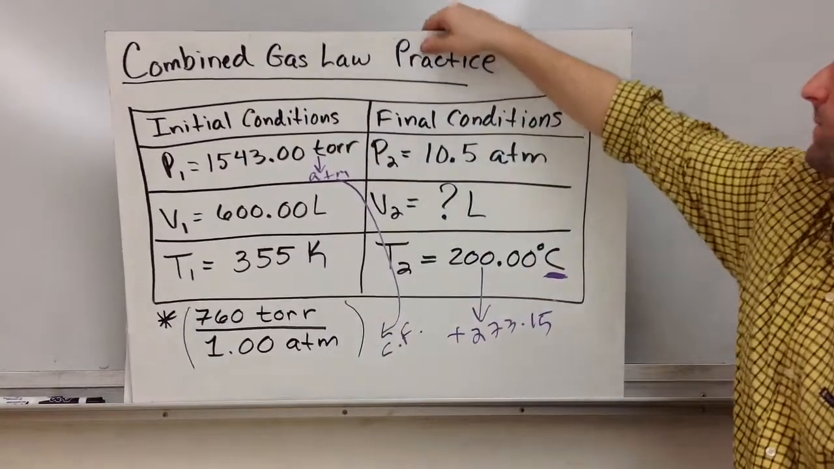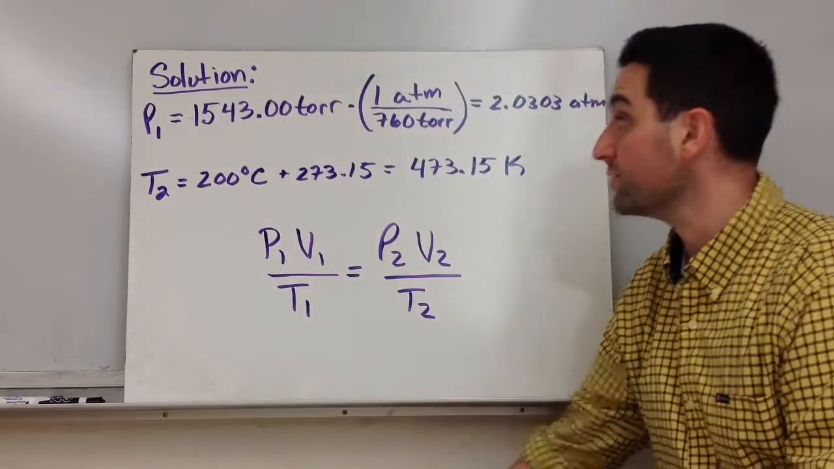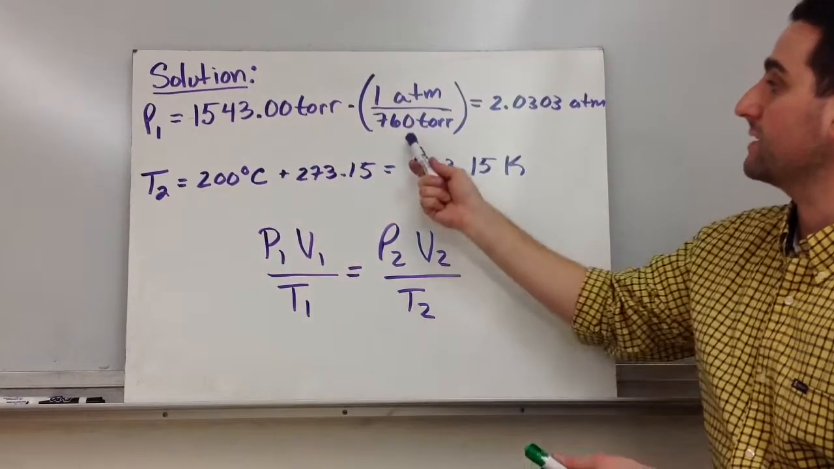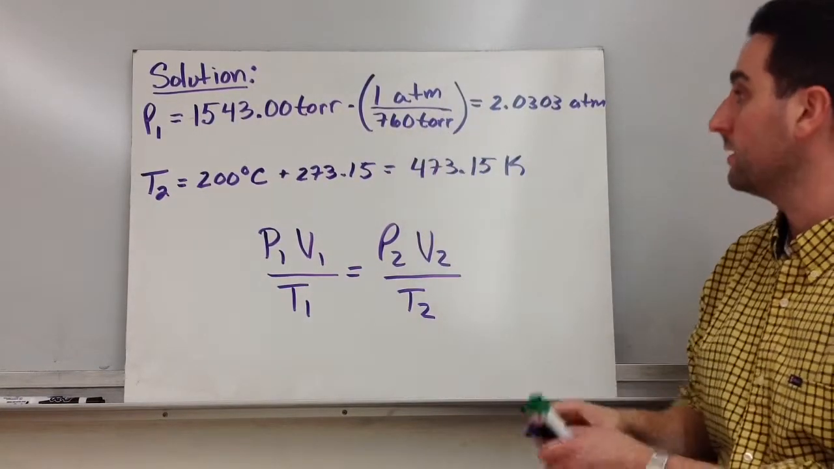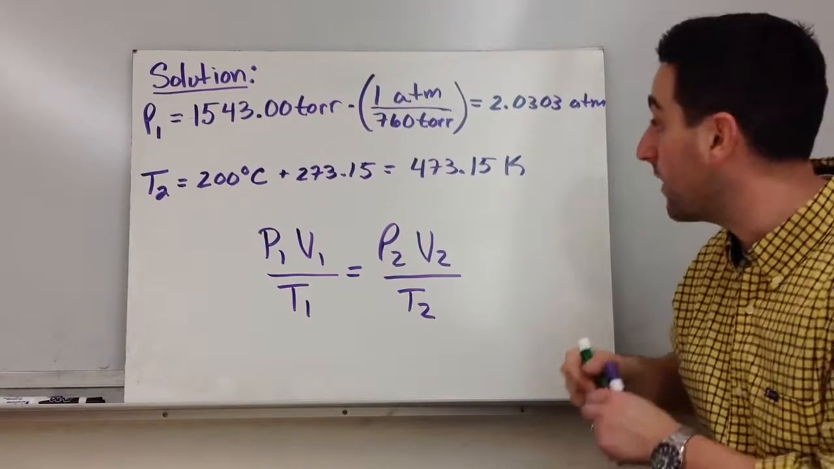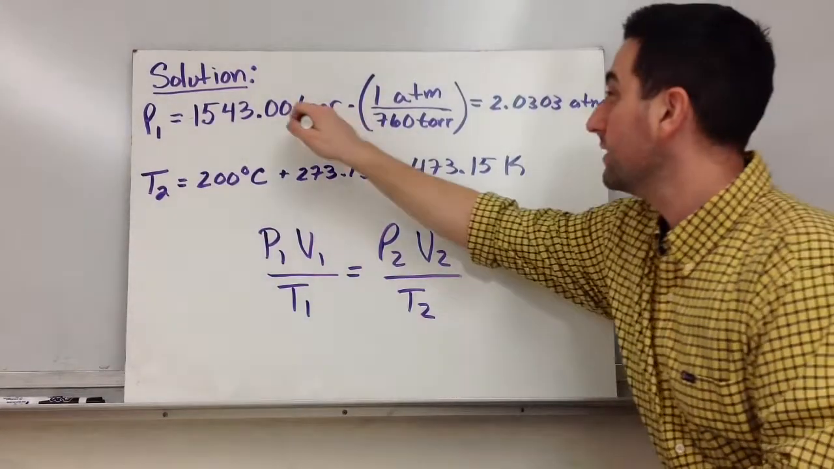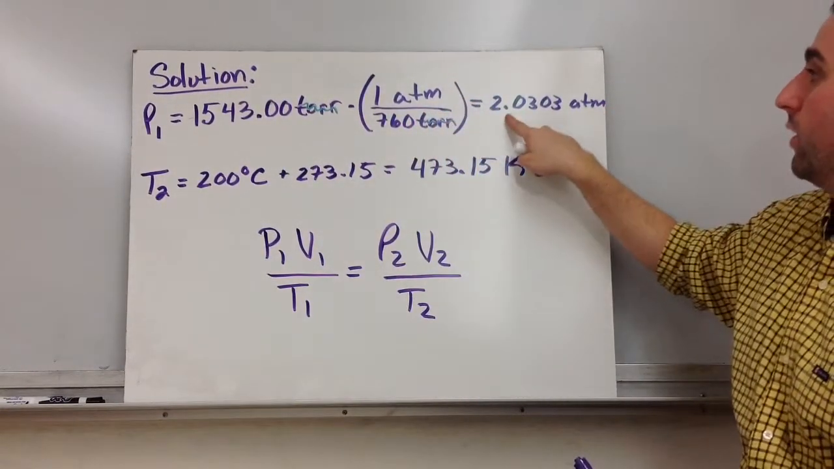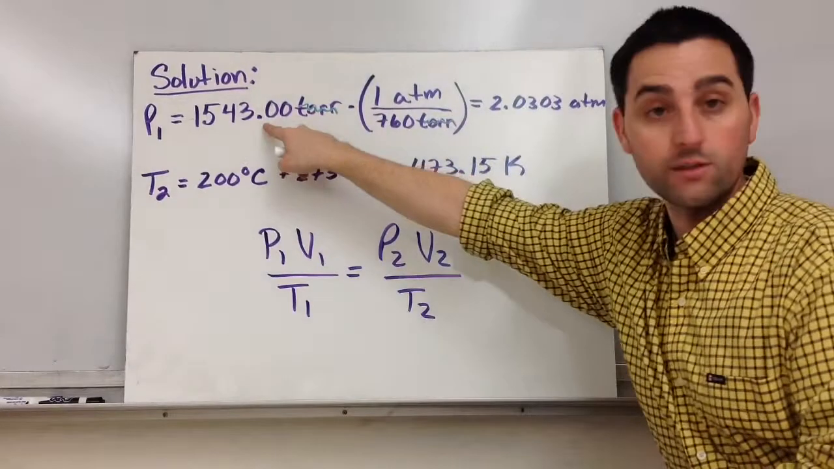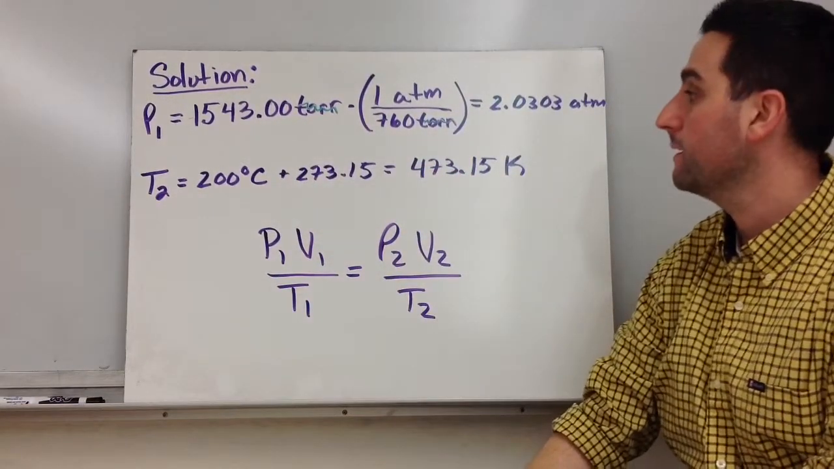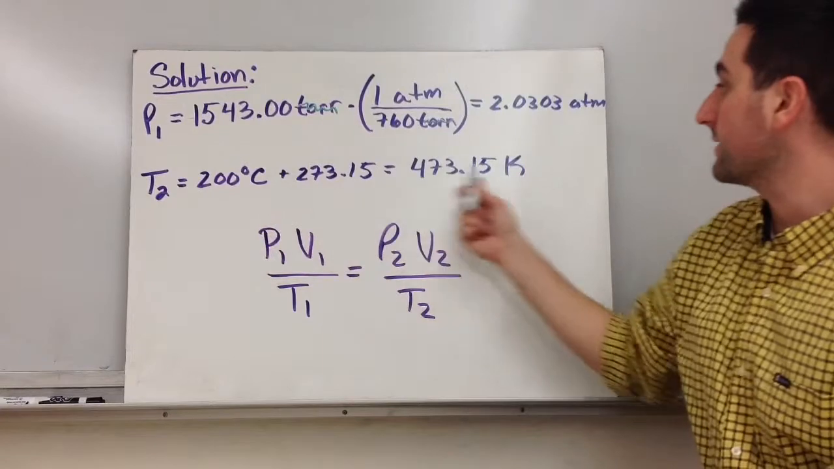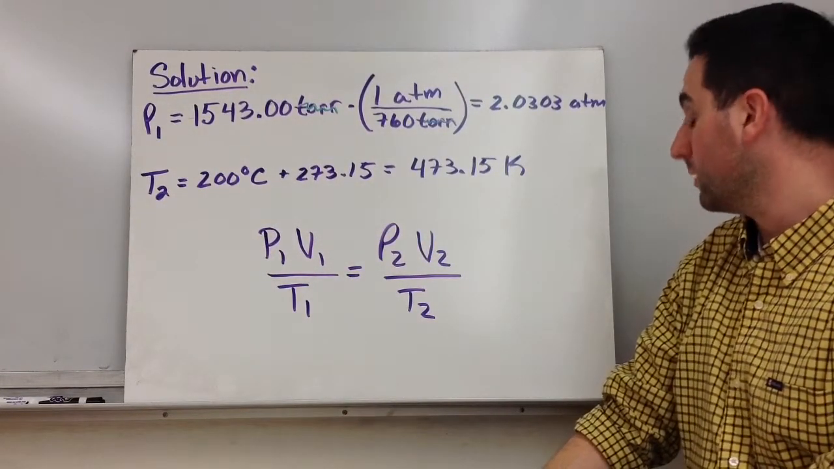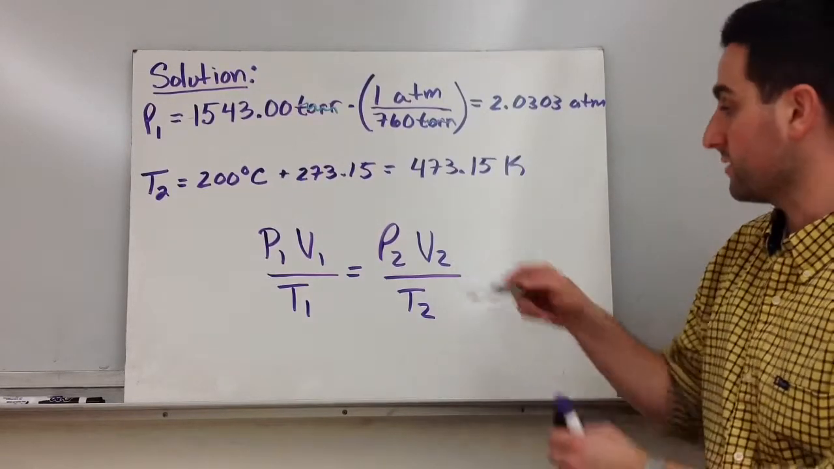So there's my first conversion: 1543 torrs divided by 760 torrs per ATM. The torrs cancel, and we're left with ATM. Notice 5 sig figs, because this number has 5 sig figs. 200 Celsius, we convert that to Kelvin by adding 273.15. And what are we solving for? We are solving for V2.